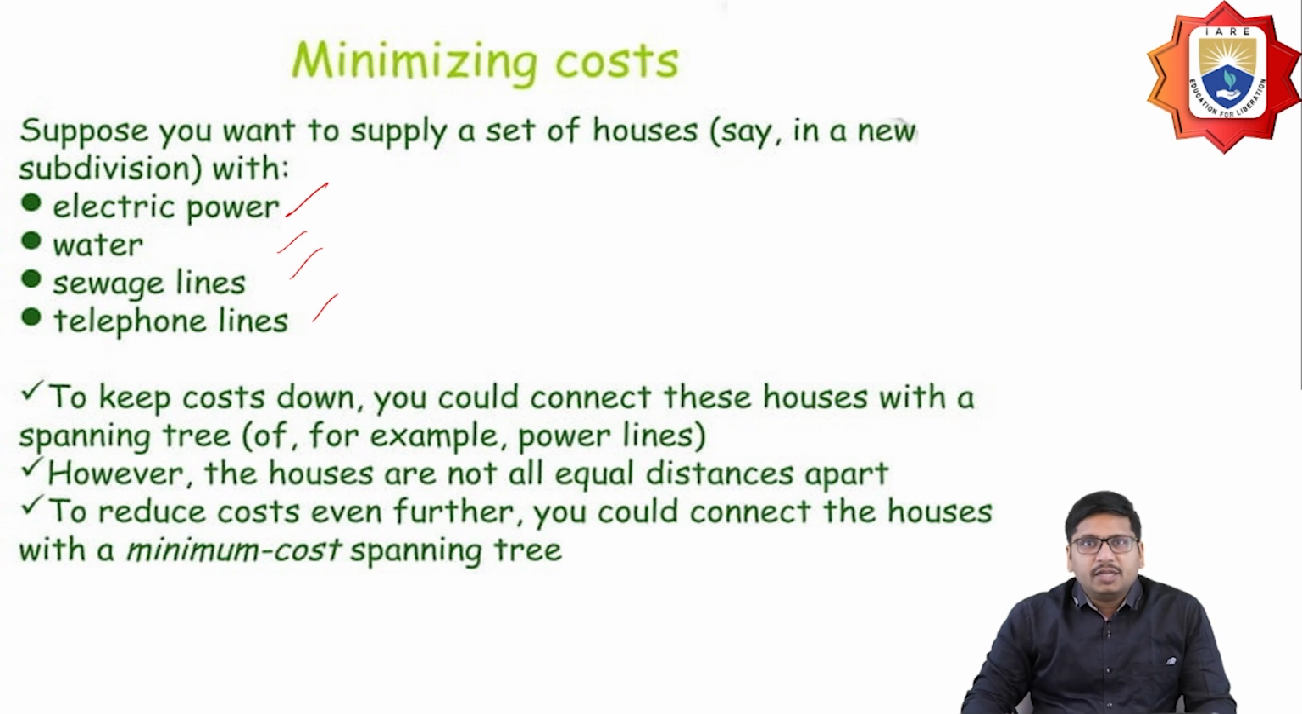So normally this spanning tree is going to be used whenever we have a set of houses. If we want to supply a set of houses, then each and every house is going to have electric power, water, sewage lines, and telephone lines. In order to keep the cost down, we connect these houses with the spanning tree. However, the houses are not going to be an equal distance apart, so in order to reduce this cost even further, we connect the houses with the minimum spanning tree.